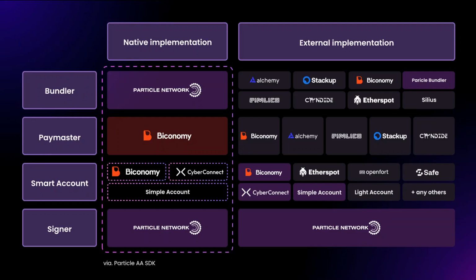Now, if you'd like to use external infrastructure for the same flow, of course, the signer still remains as Particle Network, but you can implement things like Alchemy, StackUp, Biconomy, etc. for the bundler, same thing for the paymaster, and of course, same thing for the smart account.